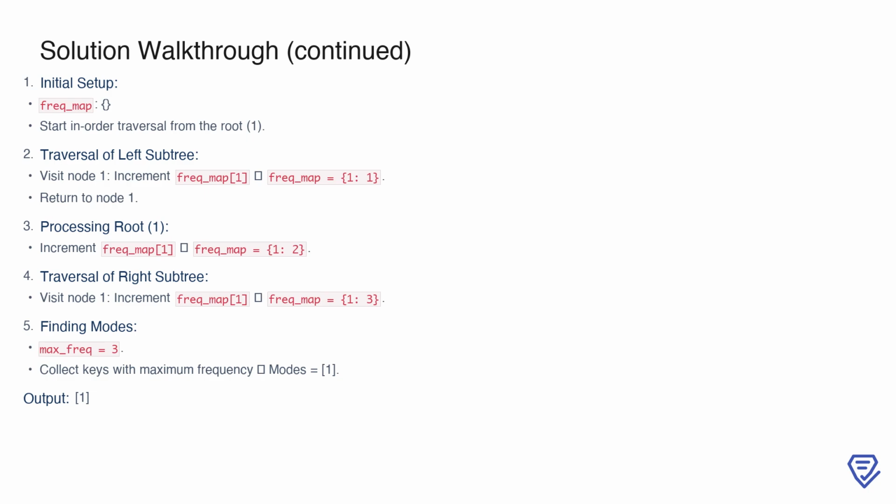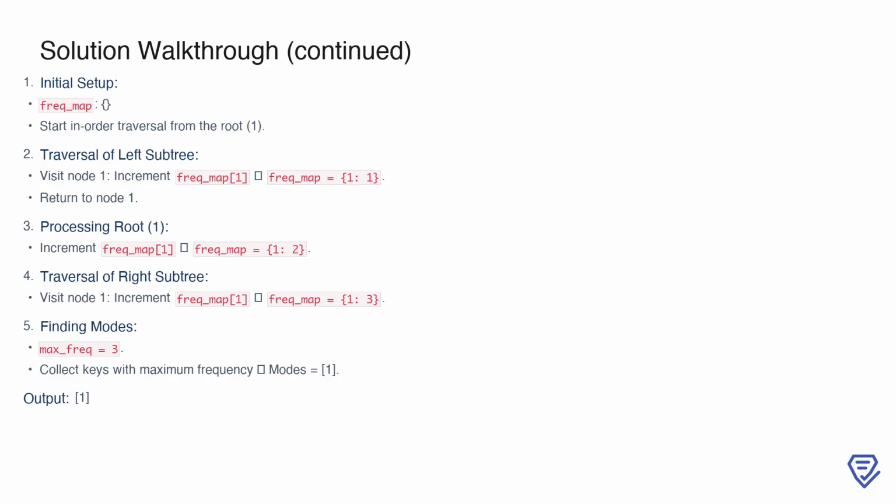In the left subtree, we visit the first node with value 1 and record it in the frequency map as {1: 1}. Returning to the root, we increment the count of 1, updating frequency_map to {1: 2}. Finally, we proceed to the right subtree, visit the last node with value 1, and update the map again, resulting in frequency_map equals {1: 3}. The maximum frequency is 3, as all nodes share the same value. Collecting the keys with this frequency gives us the mode 1.